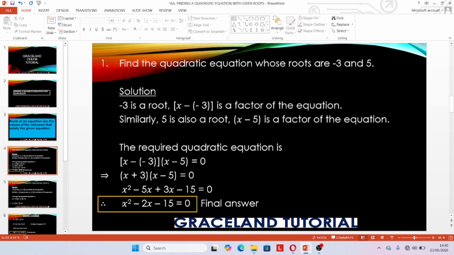Therefore, you have x squared minus 5x plus 3x will give us -2x. Minus 15 is equal to 0. So our final answer is going to be x squared minus 2x minus 15 is equal to 0. Which means x squared minus 2x minus 15 equal to 0 is the required quadratic equation of the roots -3 and 5.